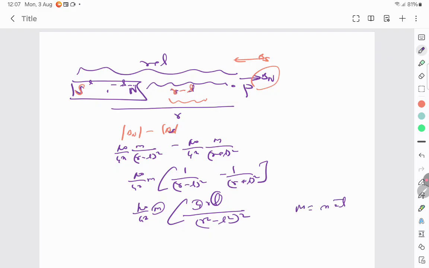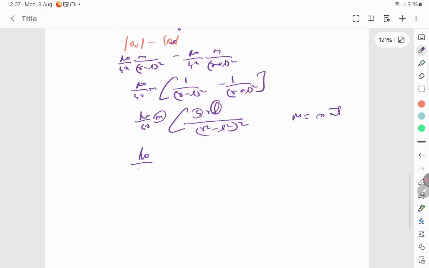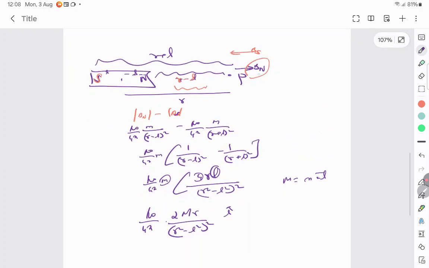It will become capital M, so it will become 2 capital M. Mu naught by 4 pi into 2 capital M into this small r by r square minus L square the whole square is the magnetic field along an axial line. In my opinion, it is going to take the direction of B naught because that's more powerful.